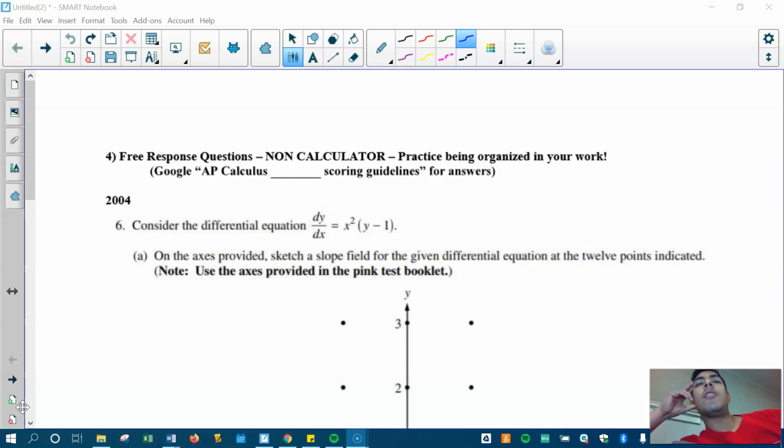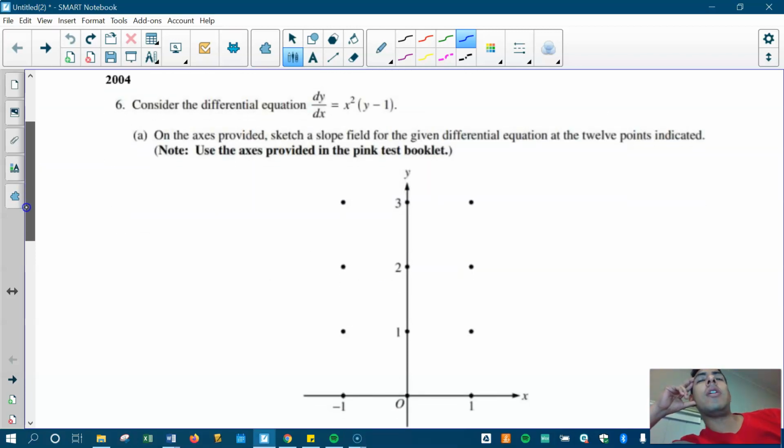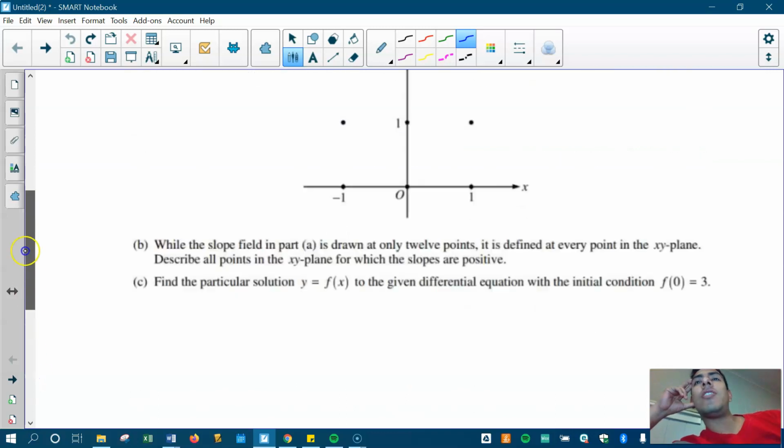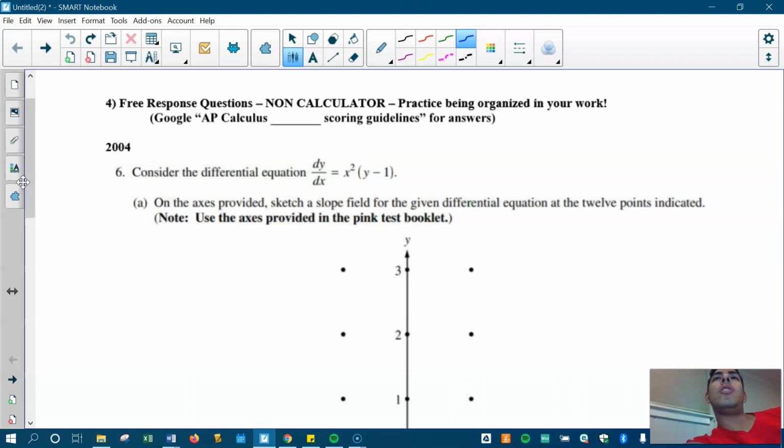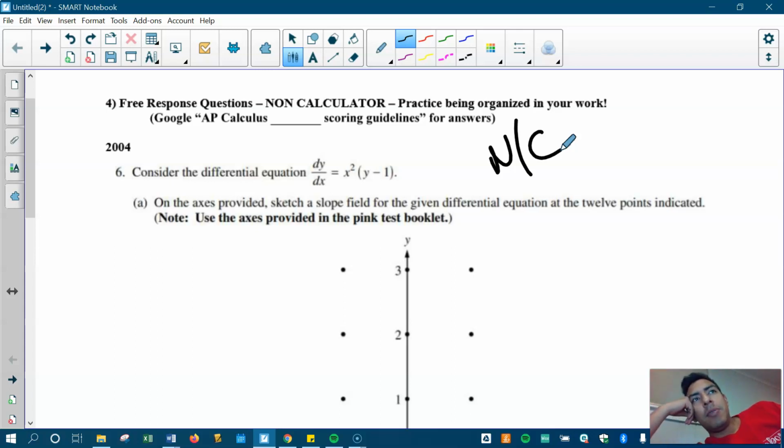Let's do it. Consider the differential equation dy/dx equals x squared times (y minus 1). This is page 17 in your packet, so please make sure you're on that page. This is also a no calculator problem. This kind of question has been common in the past few years, but now that AP is going to change, it's going to be entirely different, who knows what's going to happen. So let's just do the problem and see what we can do.